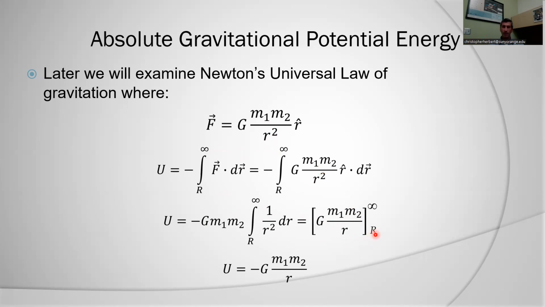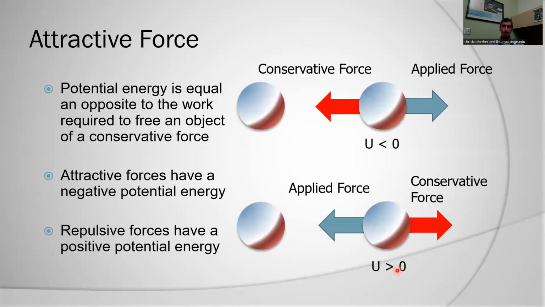And of course, we integrate with our two points at infinity and r. Oh my God, what am I going to do with infinity? Well, 1 over infinity is equal to 0. So my final will be 0. I'm going to subtract off my initial, my first point. So it becomes negative G m1 m2 over r. Okay, so we'll use this later on when we talk about absolute potential energy due to a gravitational field.